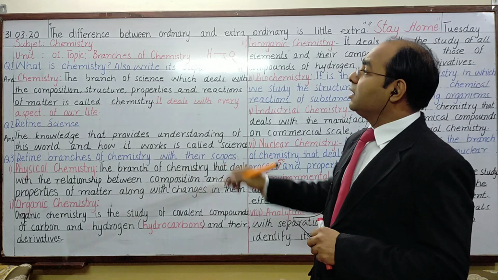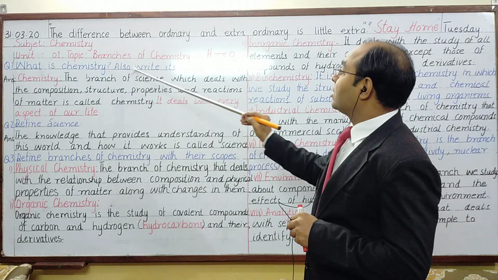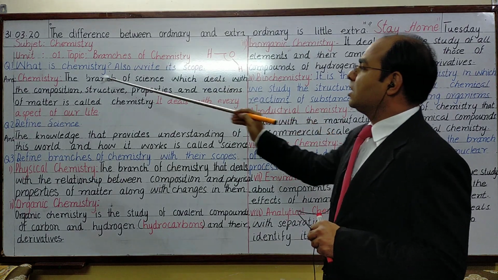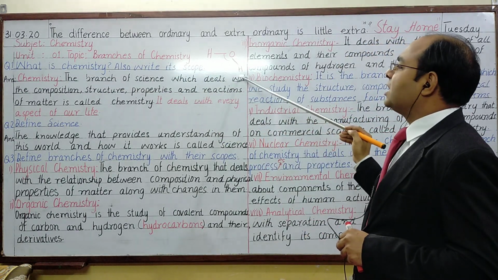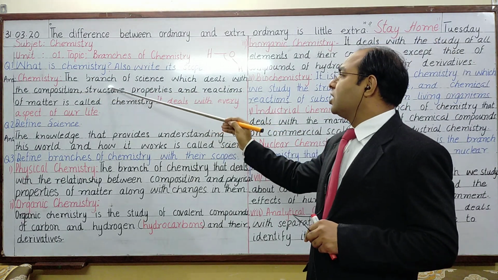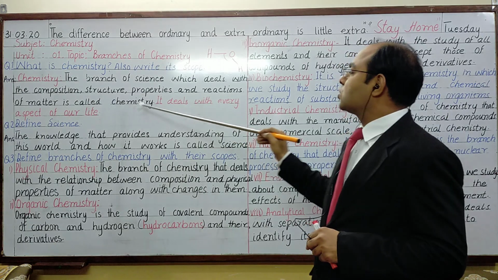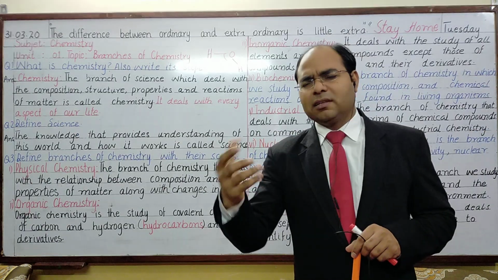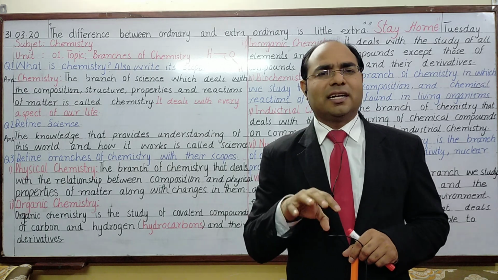The question number 1 here: what is chemistry? Also write its scope. Chemistry is the branch of science which deals with composition, structure, properties and reactions of matter. Now what is matter? Anything that has mass and occupies space, we understand that that is matter.